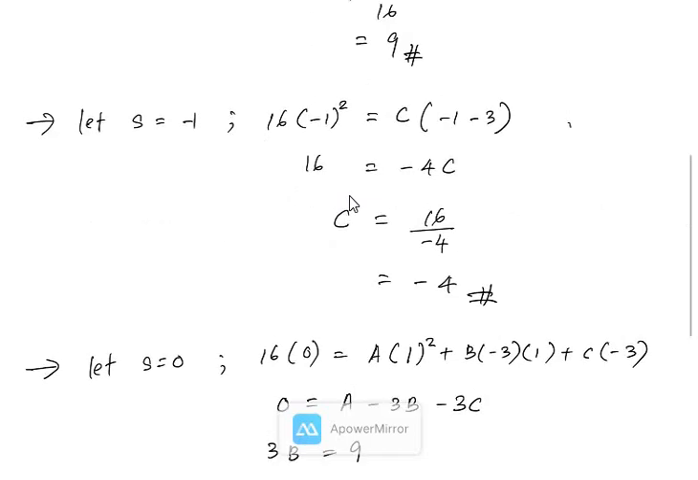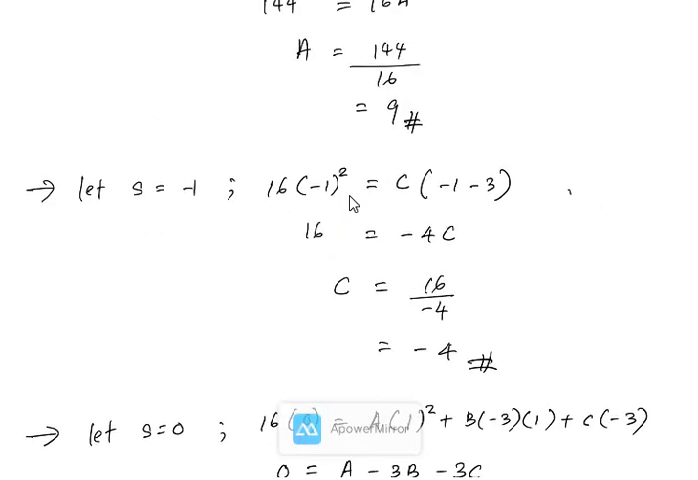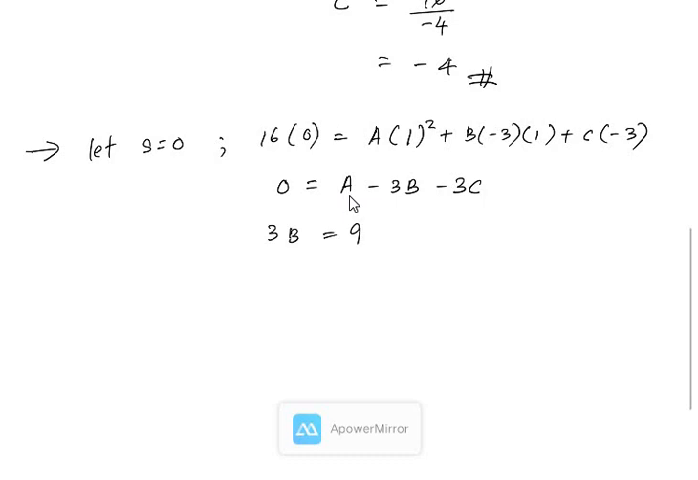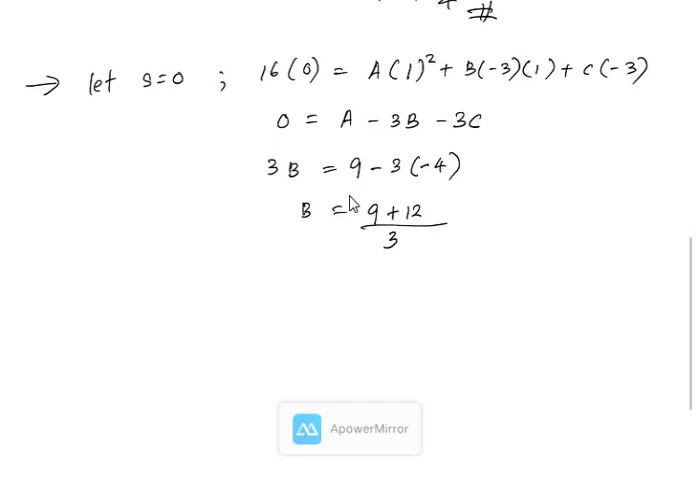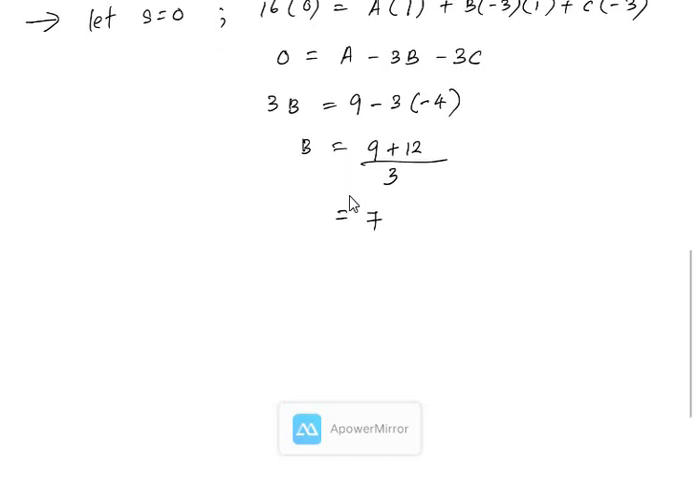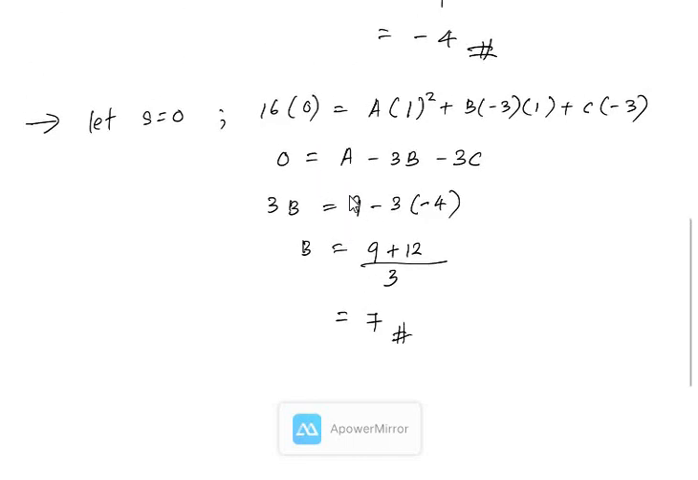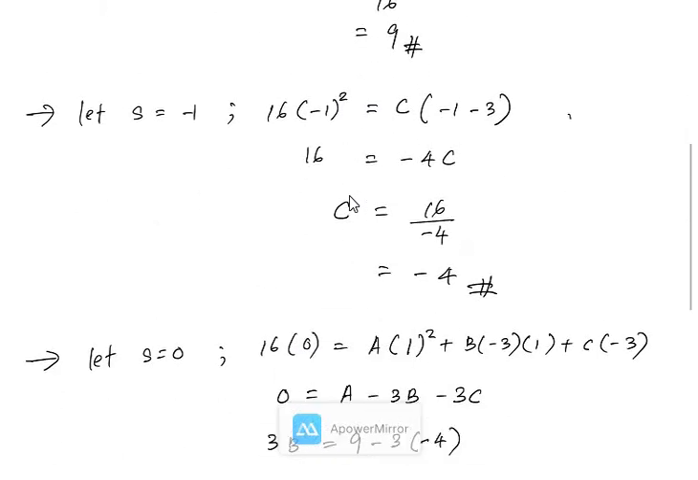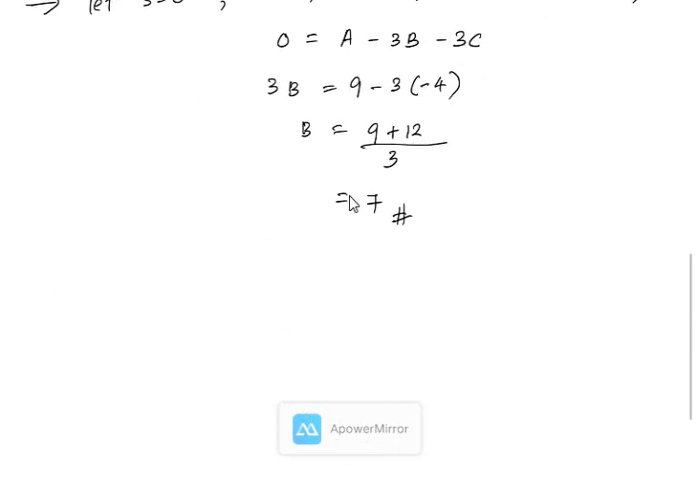From the first part we get A equal to 9 and C equal to minus 4, so we can substitute in. So 9 minus 3 times minus 4, this is the C value, 3C. So this is equivalent to 9 plus 12, and B is equal to 9 plus 12 divided by 3, which is equivalent to 7. So now we have the values of A, B, and C, and we can substitute them into the equation.